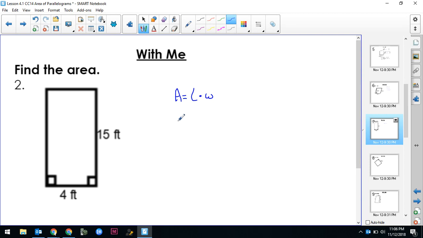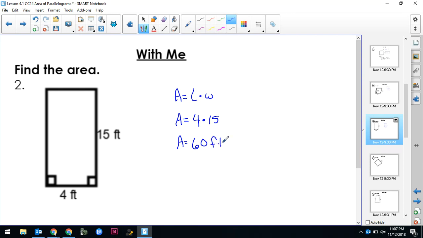Okay, so now we're going to substitute in our length and our width. So keeping in mind that length, of course, goes left to right. They start with an L, left to right. Our length in this picture is a 4. So let's substitute in the 4. And then our width, it goes up and down, and it is our 15. So we'll substitute in 15. So take a minute. What is 4 times 15? And we get A equals 60 feet squared.